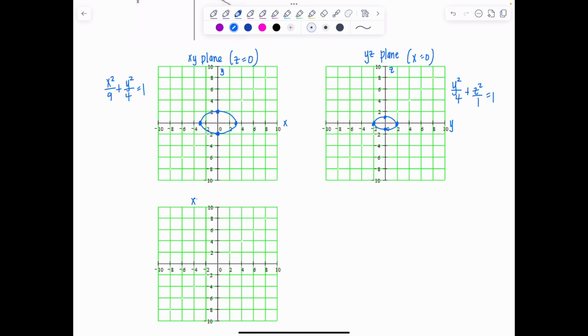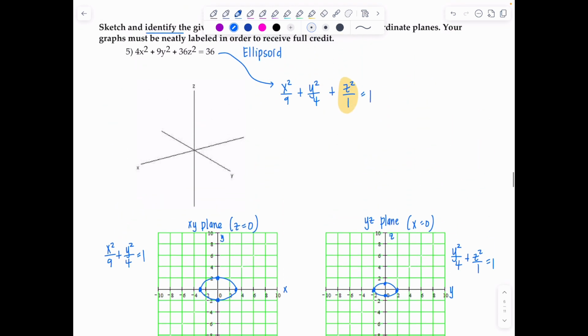And then lastly, we can do the trace in the xz plane. I obtained that by setting y equal to 0. So we'll get x squared over 9 plus z squared over 1 is 1. So I'll put the x and z axes here. X-intercepts are plus or minus 3, the square root of the number in the bottom. And then z-intercepts plus or minus 1. So now all I have to do is draw these 3 traces and then put together my ellipsoid, okay? So in the x direction, the intercepts are going to be at plus or minus 3.